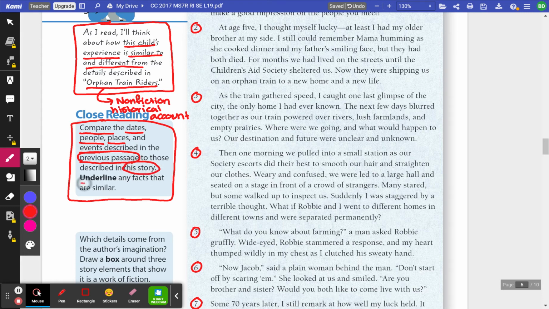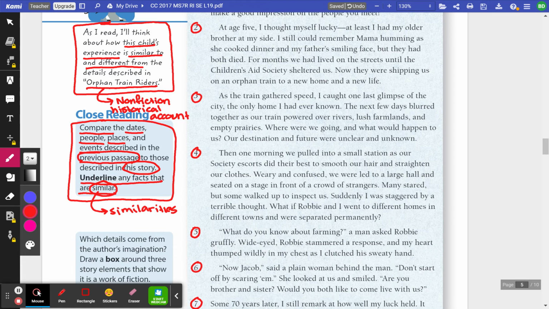You have to underline any facts that are similar. So for this close reading, we are only focused on those similarities. So I want you to think, what is similar? What is the same as what we read in the passage on the previous page?